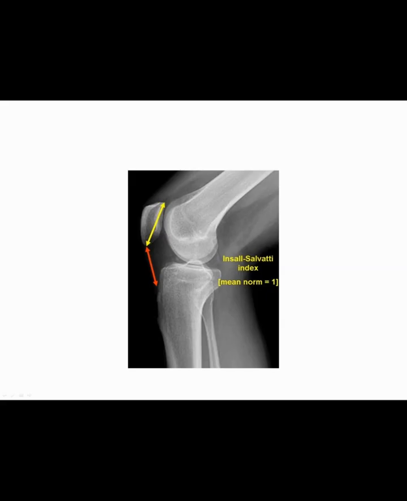Because if you can imagine, if the quadriceps tendon ruptures, you now have this patellar tendon acting unopposed, contracting, and pulling this patella downward, resulting in an abnormally low position.